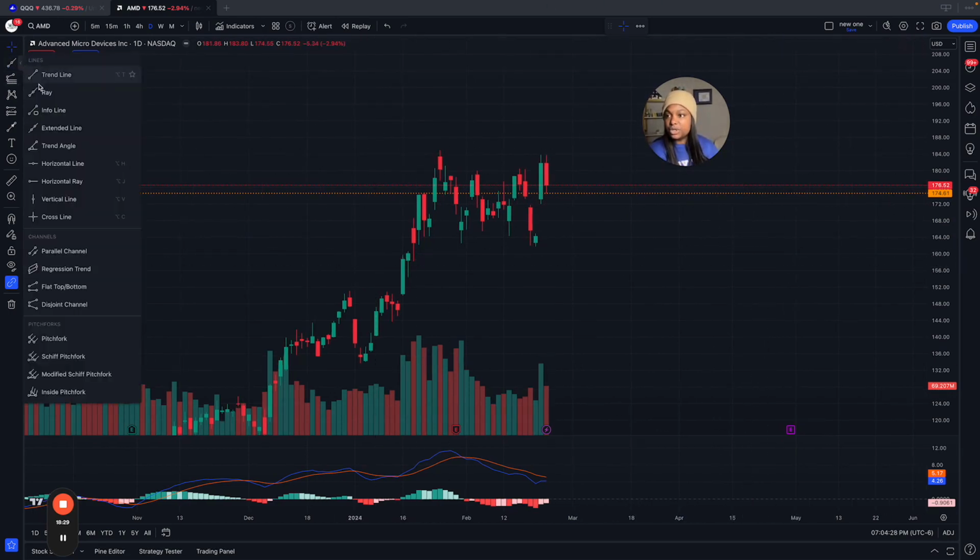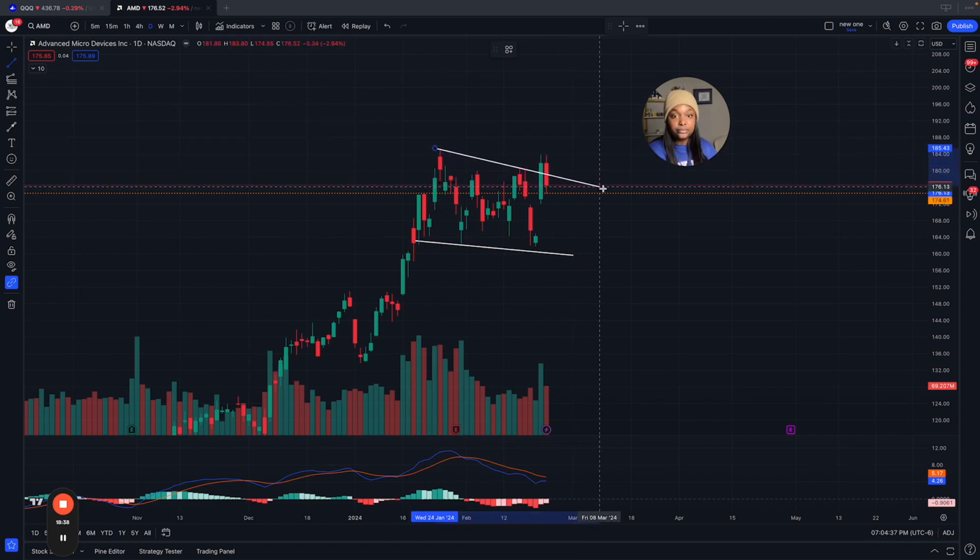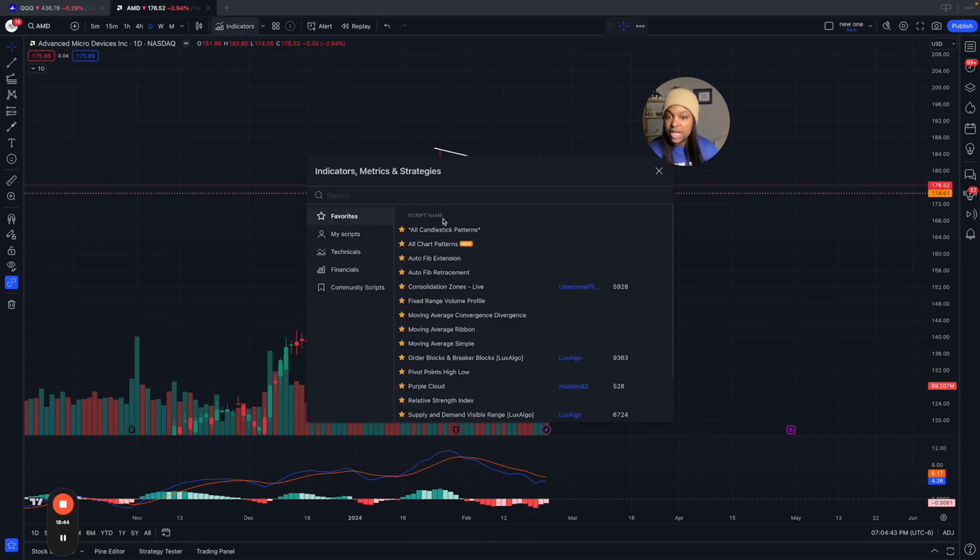Now, something else I do want to point out here is this trend line. That same trend line that we were looking at in last week's video. We got that same old trend line here. Now, if y'all have a hard time drawing out trend lines, I want to show you what I think is the best indicator for you to use.